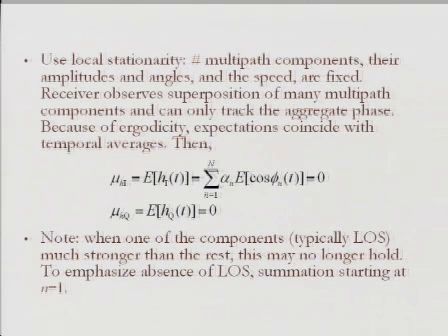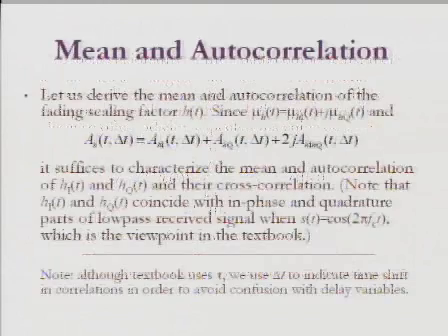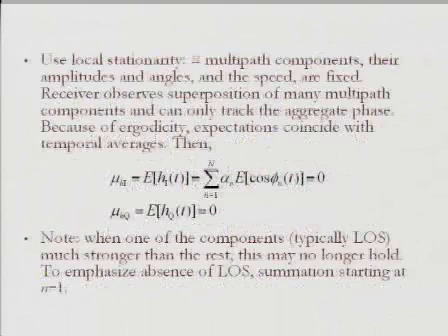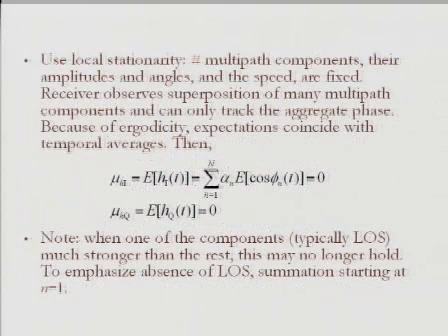So the mean of the in-phase component, h sub I. Let's recall what h sub I was. It's over here: h sub I is the summation of alpha n of t times the cosine of phi n of t, and h sub q is this one over here. One has cosines, the other has the sines. So we want to compute the mean of this h sub I, which is the mean of this summation.